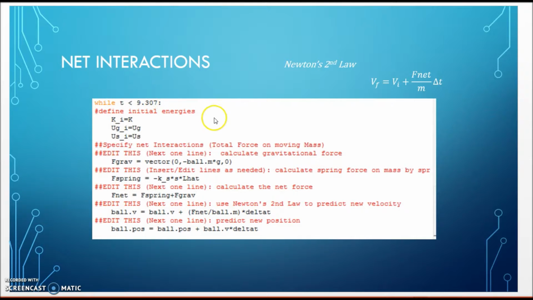Here's my while loop showing the net interactions. Fgrav only considers the y component because that is the only axis it is interacting with. For Fspring, remember that a stretch means the s is less than 0, while a compression means the s is greater than 0. Fnet is the spring and the gravitational force combined, and Newton's second law is used to find the spring's updated position and velocity.